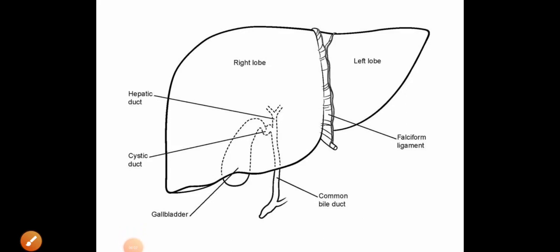Hello everyone. Today we will study parts of liver and hepatic lobule. So let's start the topic.